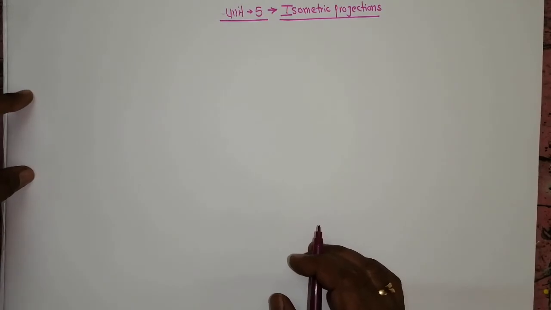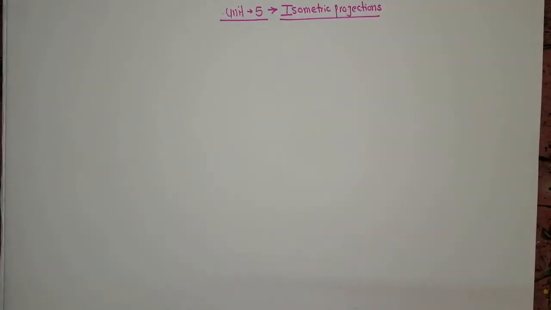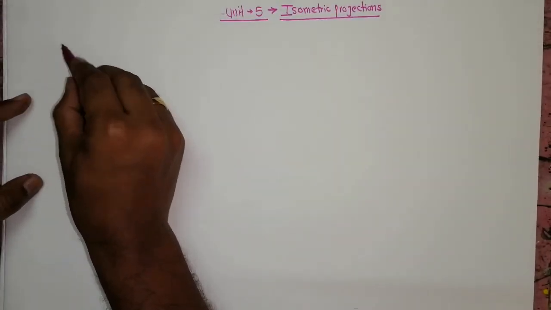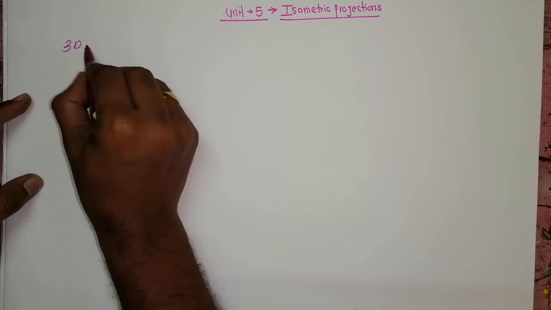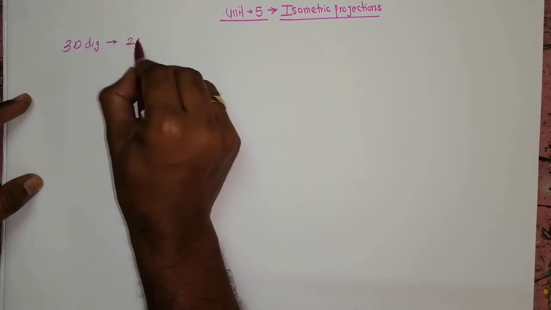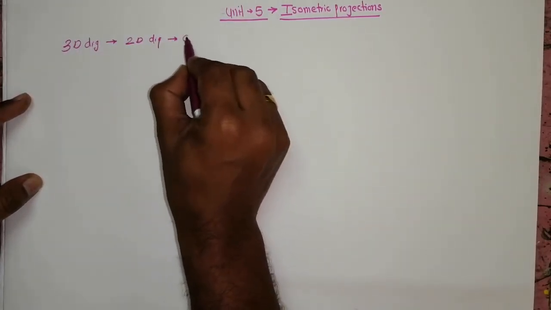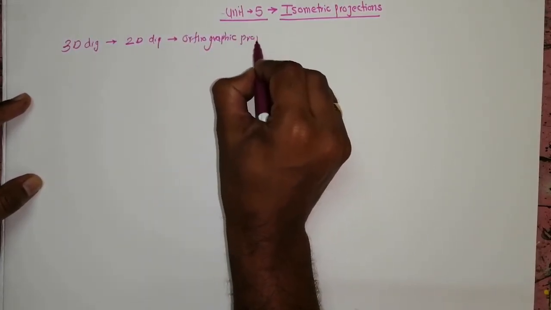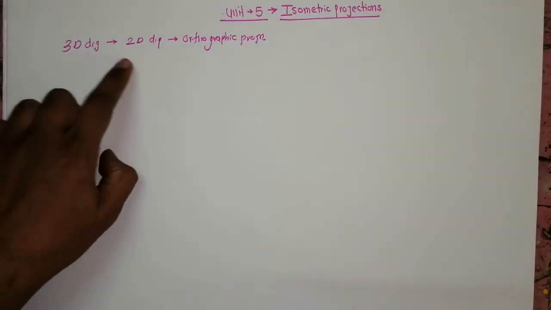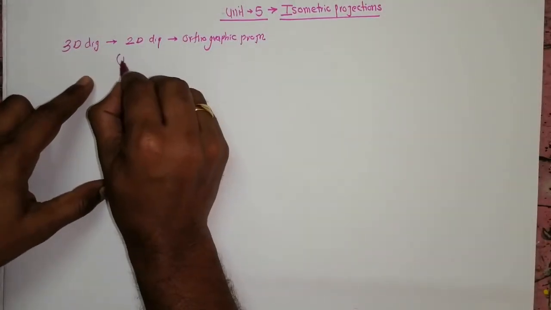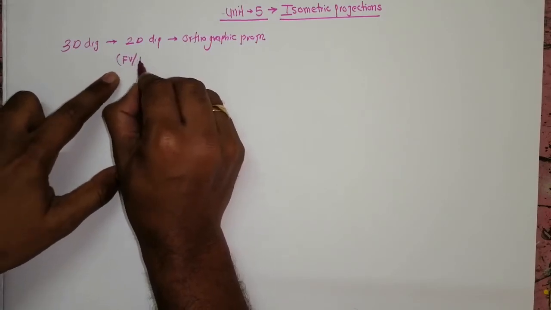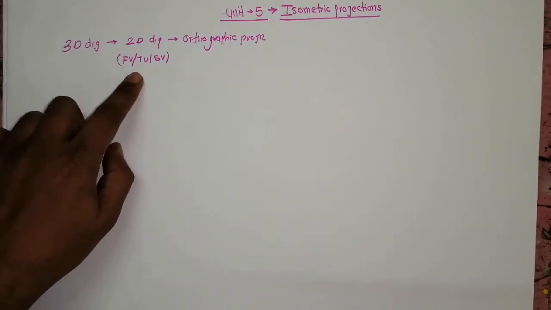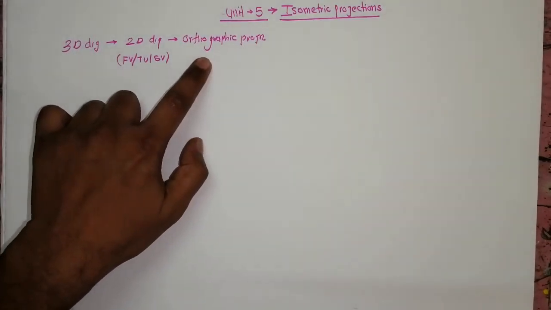In today's video lecture, we are going to start with the isometric projections. In the previous video lecture, in unit number 4, we have studied the conversion of three-dimensional drawings into two-dimensional drawings, and we have called this orthographic projections. Here we have drawn the front view, top view and side views. So the three-dimensional object we have converted into two-dimensional drawings, that is called orthographic projections.